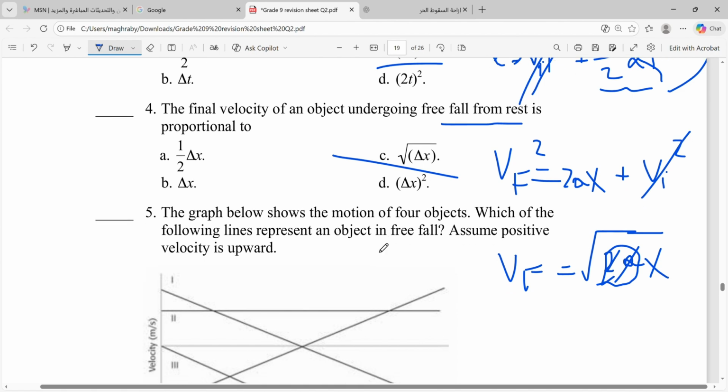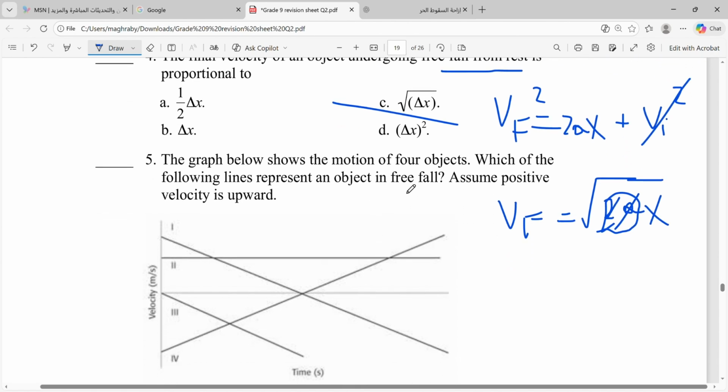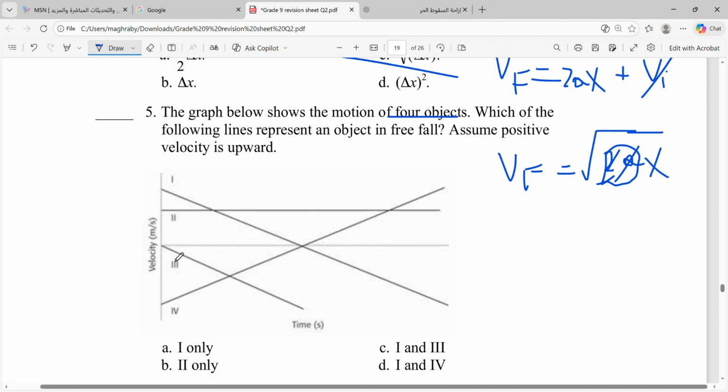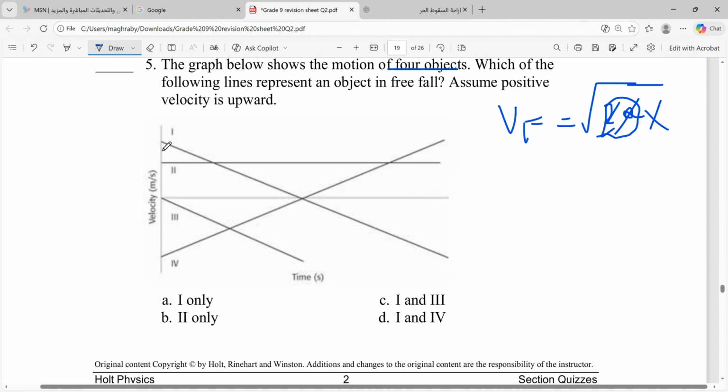Okay, let's get to number 5. The graph below shows the motion of 4 objects. Which of the following lines represents an object in free fall? This is velocity and this is time. To be in free fall, your velocity decreases, and here your velocity decreases until this point. Then your velocity increases in the opposite direction, because here is, say, negative 10, and here is negative 20. So from this point your velocity increases.